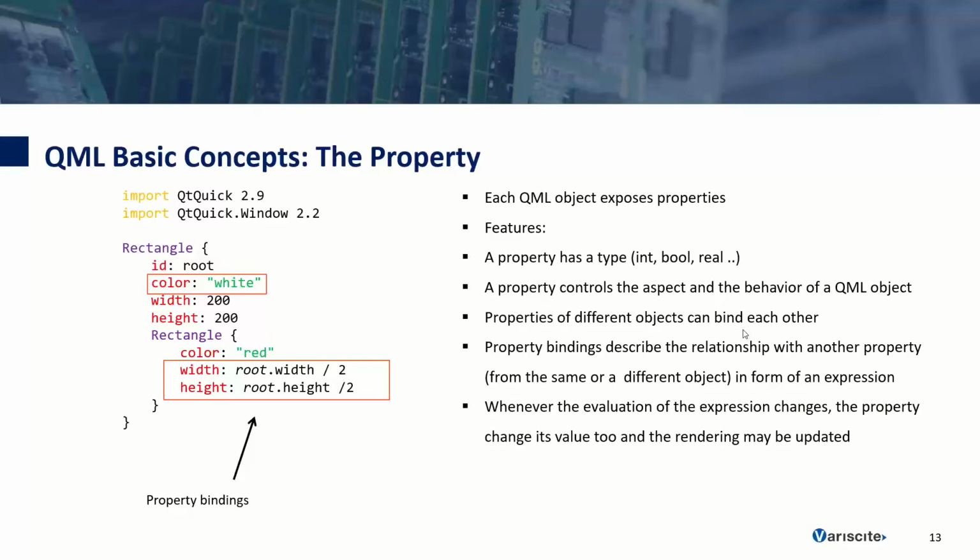And this is one of the features of QML. Whenever a property is changed for whatever reason, because you stretched the window or whatever, the whole graphic is rendered again, maintaining the properties aligned to the syntax that we are using.